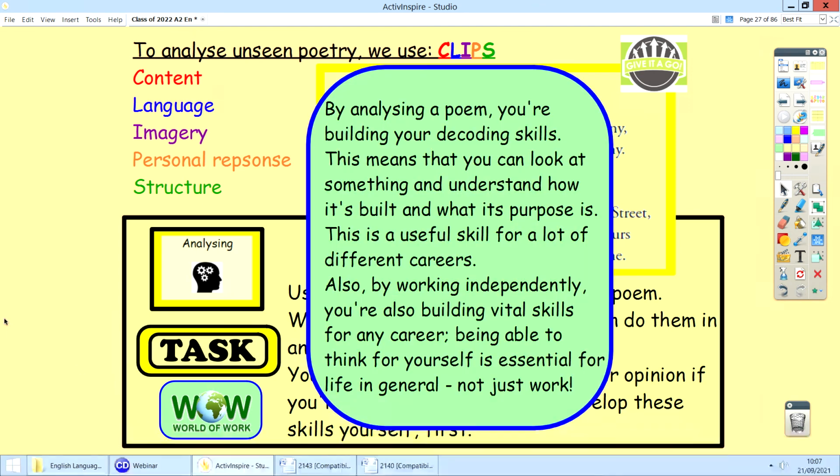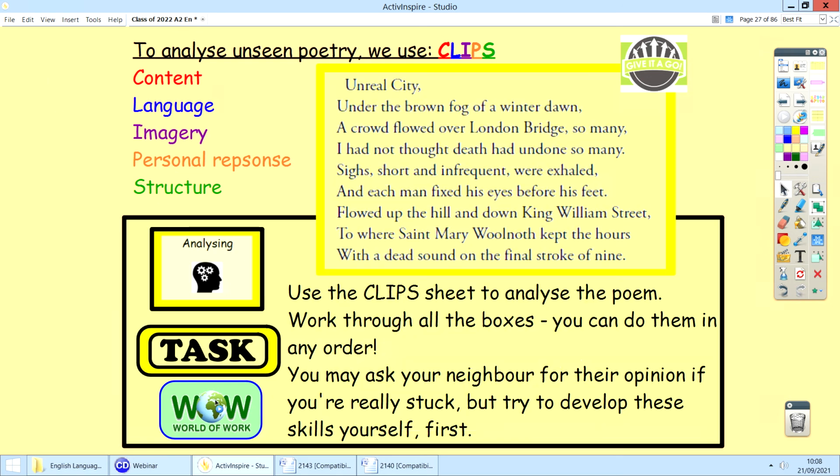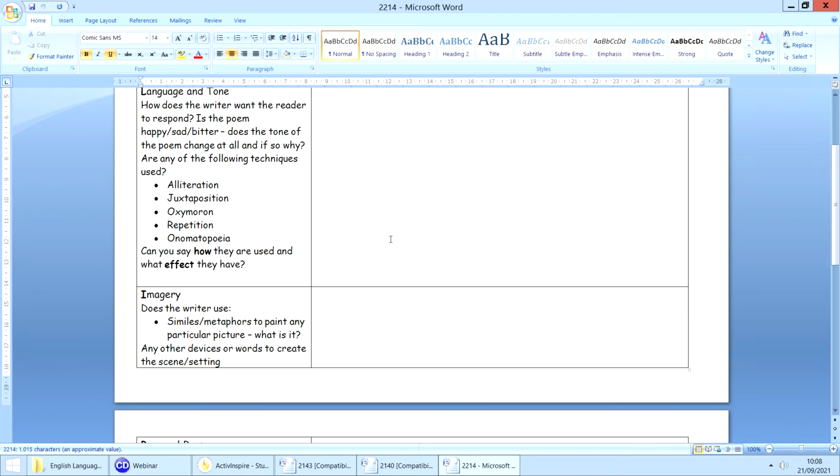Now, the World of Work thing says, by analysing the poem, which is the skill we're using here, we are building our decoding skills. This means that we can look at something and understand how it's built and what it's for. It's useful for loads of different careers. And by working independently, we're building vital skills to be able to rely on ourselves and think for ourselves. It's essential for life, not just for work. So go ahead and do that task, and you'll use the clips sheet that looks like this, which is also in the shared area.